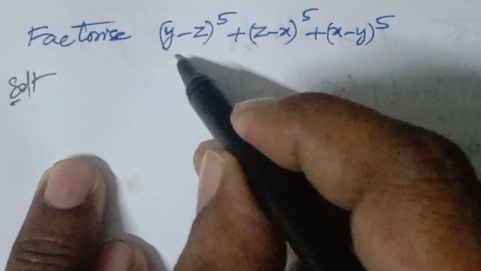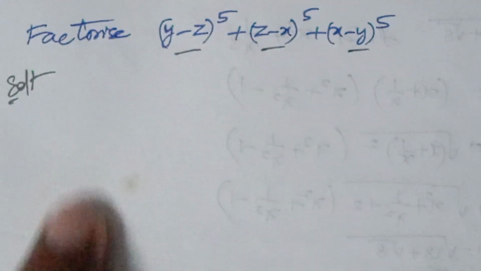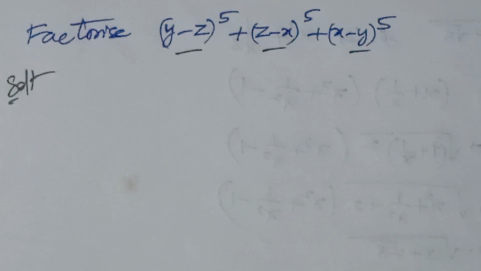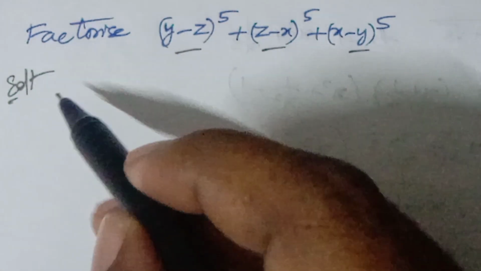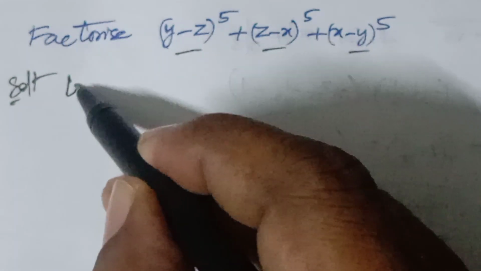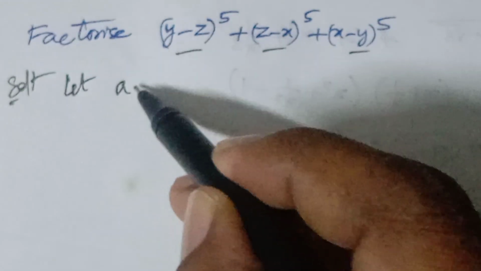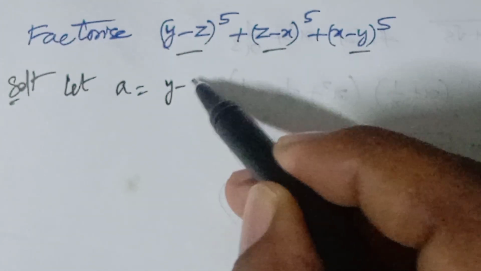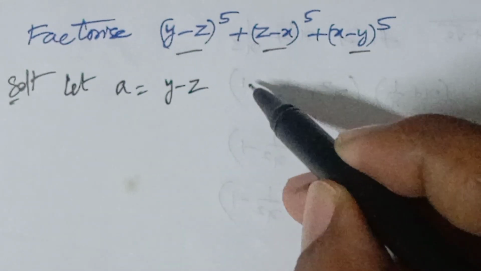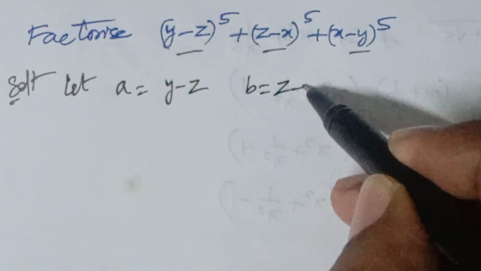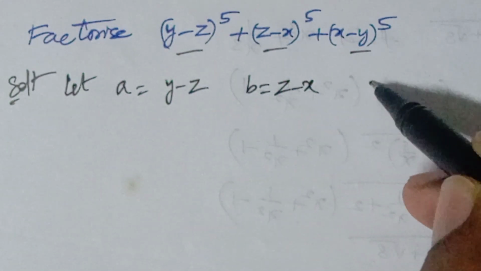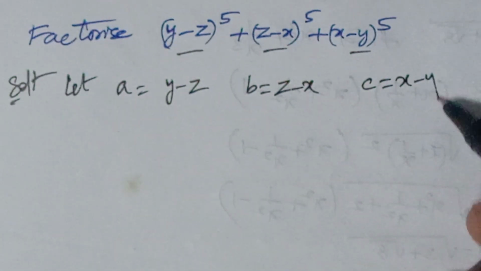So here in this problem, power 5 is given. So here we'll get more factors. First of all, let us take a equal to y minus z, b is equal to z minus x, and c is equal to x minus y.